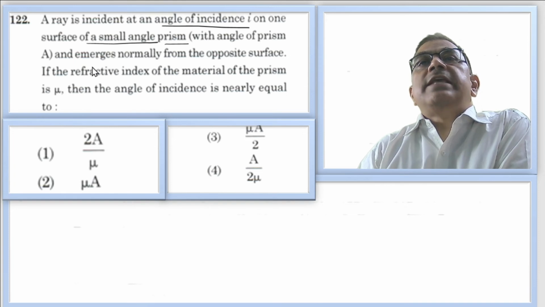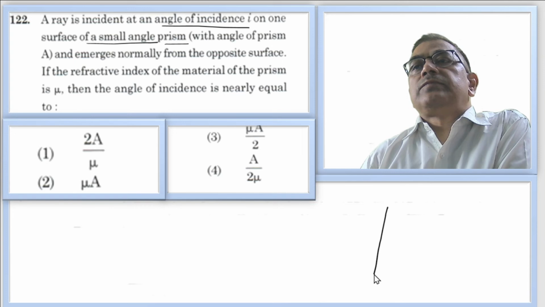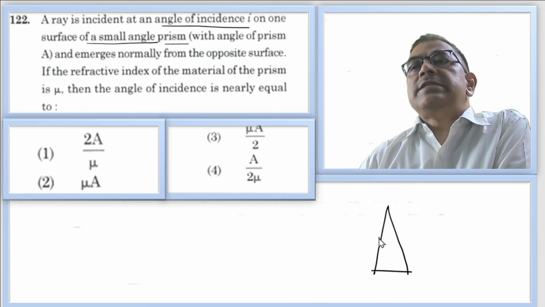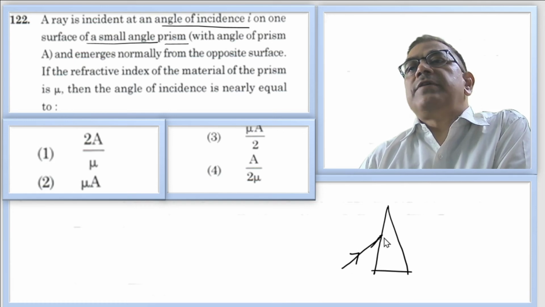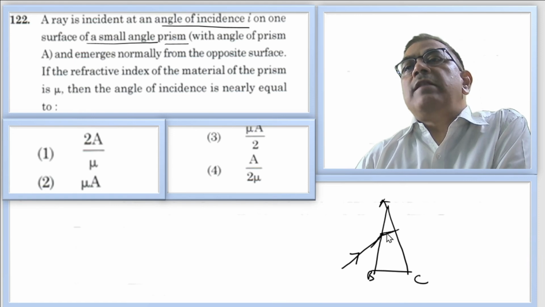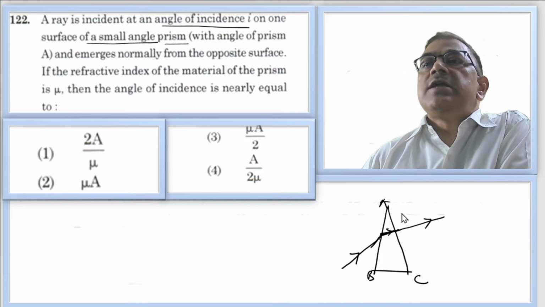Okay, and the prism angle is A, emerges normally from the opposite surface. So here is a prism, and a thin prism, in fact. So light is incident, it will suffer refraction. After refraction from surface AB, it lands upon AC surface normally. Now, because it lands upon AC surface normally, it will move as it is, without deviation. There is refraction, but there is no deviation as such.